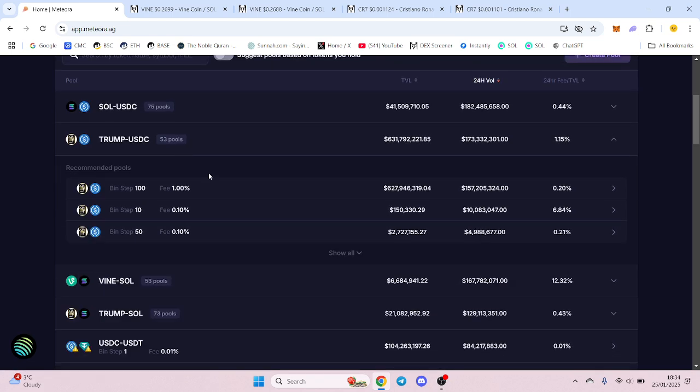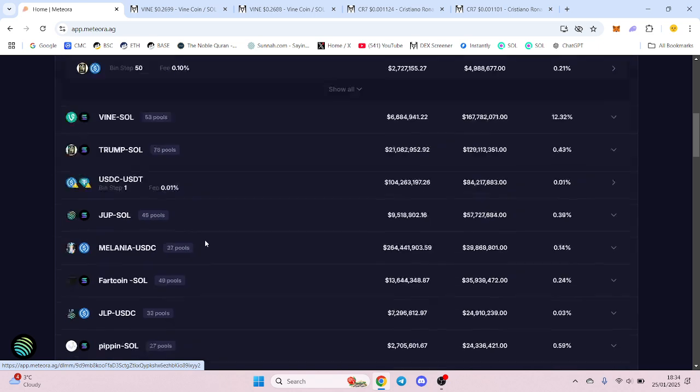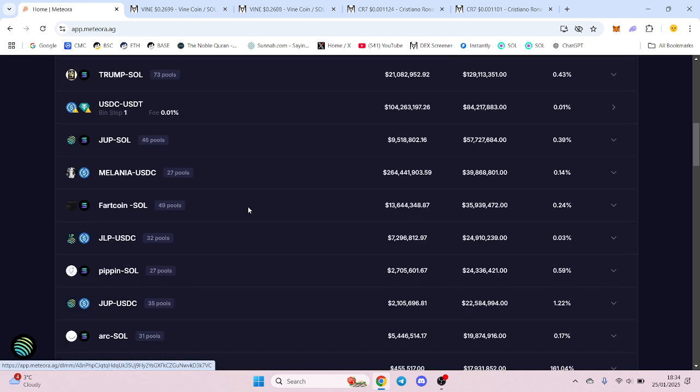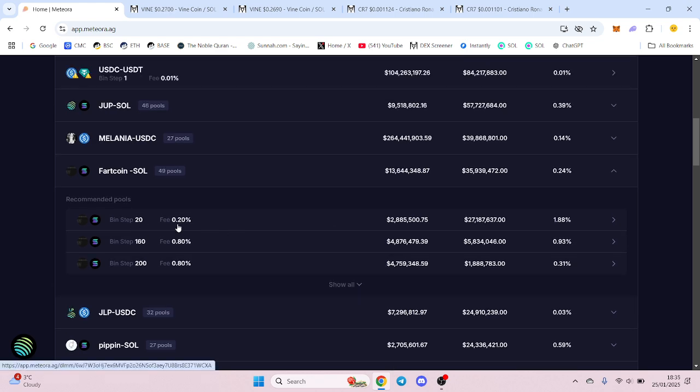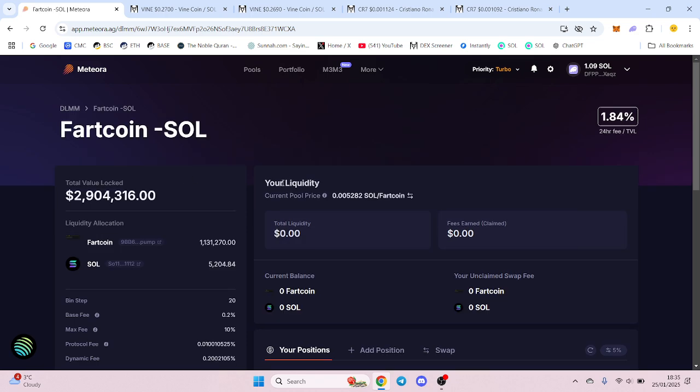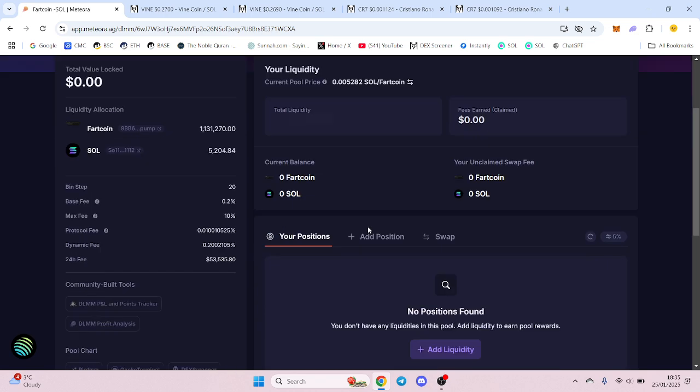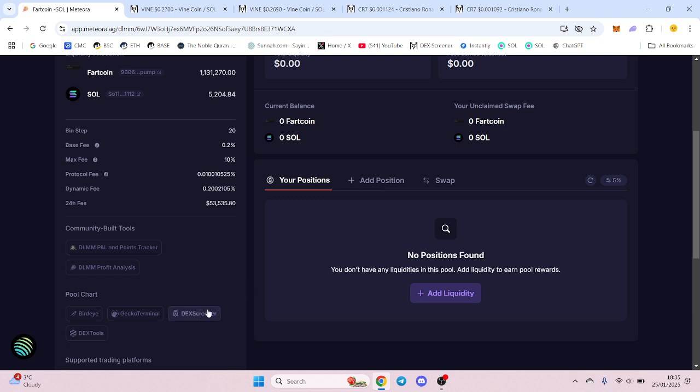Again, if we go for the Trump one, that's the original pool. But again, Trump's got a lot of volume, so it might not be the best example. And you can look at Fartcoin, another good example. Again, we've got the 20 bin step, and this is probably one of my most favorite pools. So if I was looking to say, okay, I want to farm Fartcoin today, what I would do is probably put most of it in here. I would have a look at the chart.